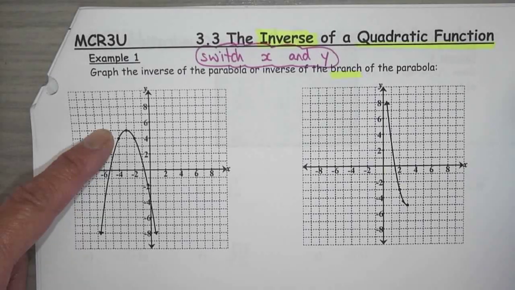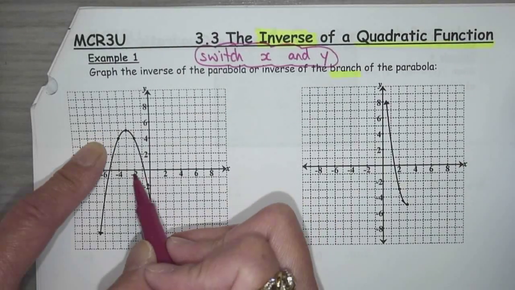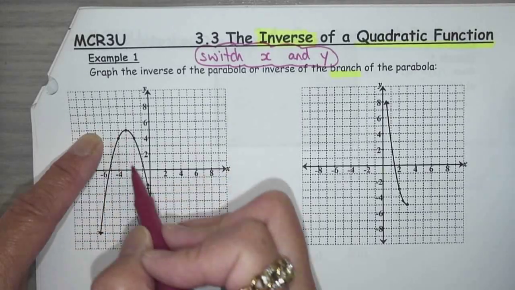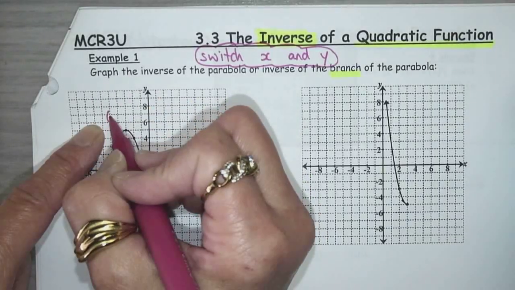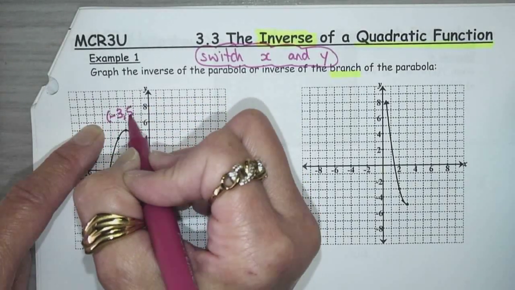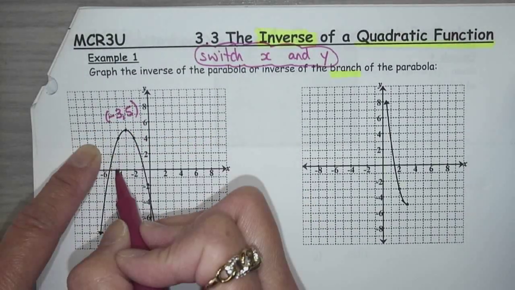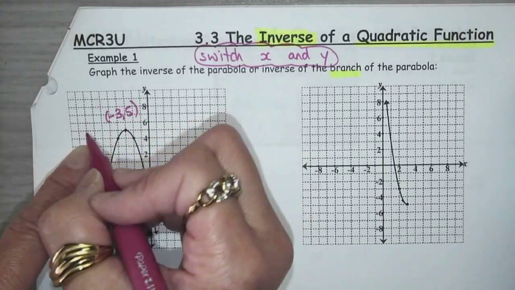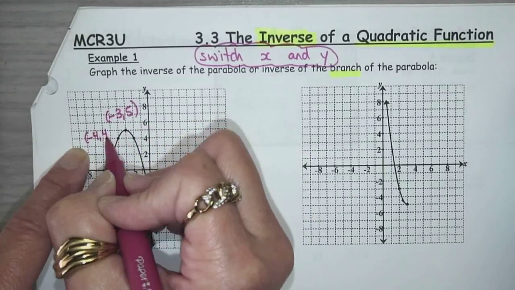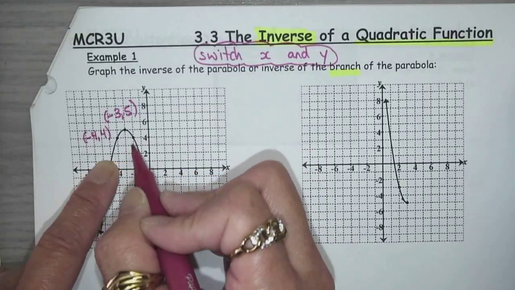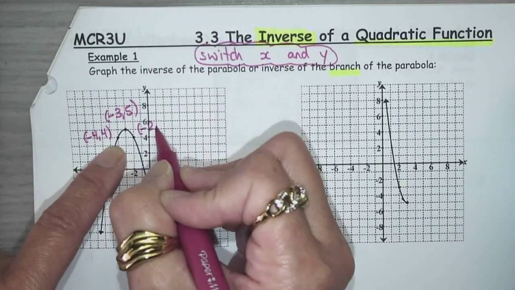Okay, so let's start with this vertex here. The vertex is at -3, 5. So make sure it's x and then y. So -3, 5. That's on my original right there. This is -4, 4, right? X and then y. So -4, 4. This point here is -2, 4. So -2, 4.